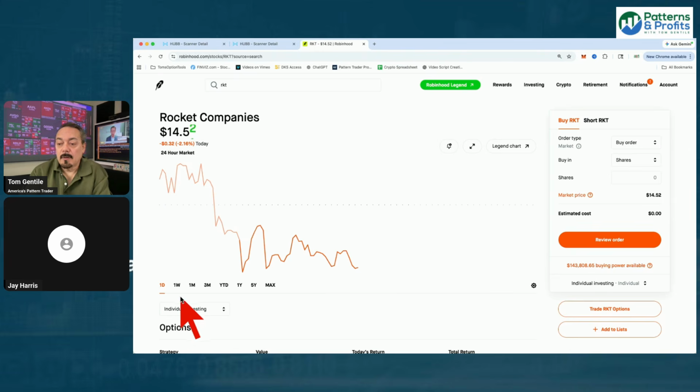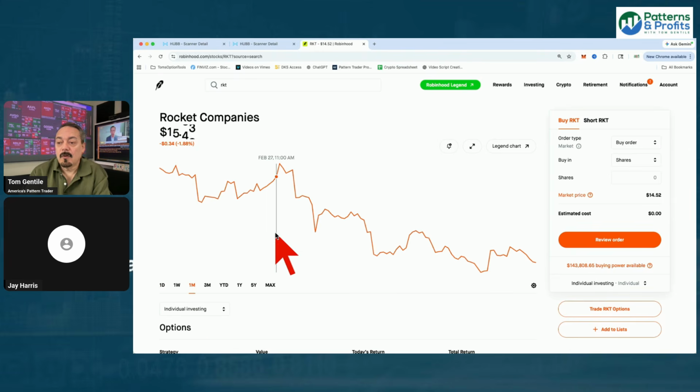You know, so if you look back and you say, well, what's the month been for Rocket? Well, Rocket was an $18.42 trade when we first started, the week we started Cash Flow Mastery. So it's gone from 18.42 down to where it is now. I'd say that's probably about a 20% drop in the past month. You see a 20% drop.